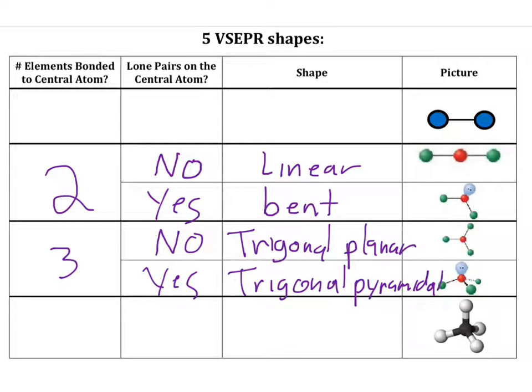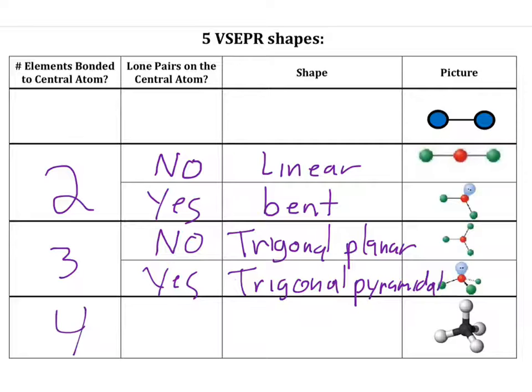And the reason why it's trigonal pyramidal is because the lone pair repels the bonded pairs and pushes them down to make a sort of pyramid, a 3-sided pyramid, similar to what happened with the bent shape.